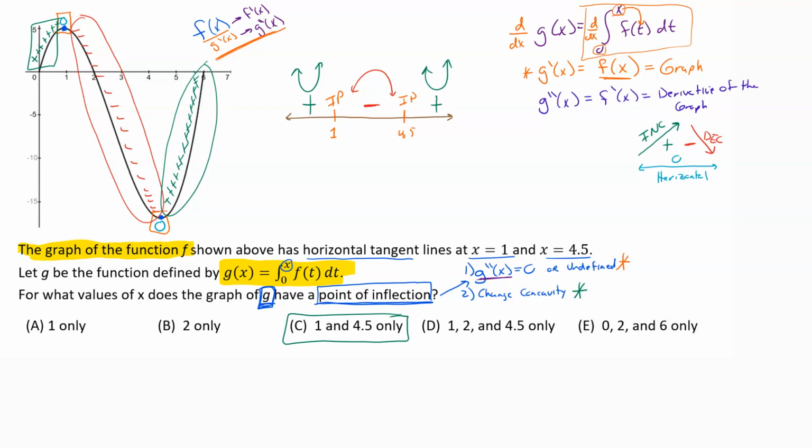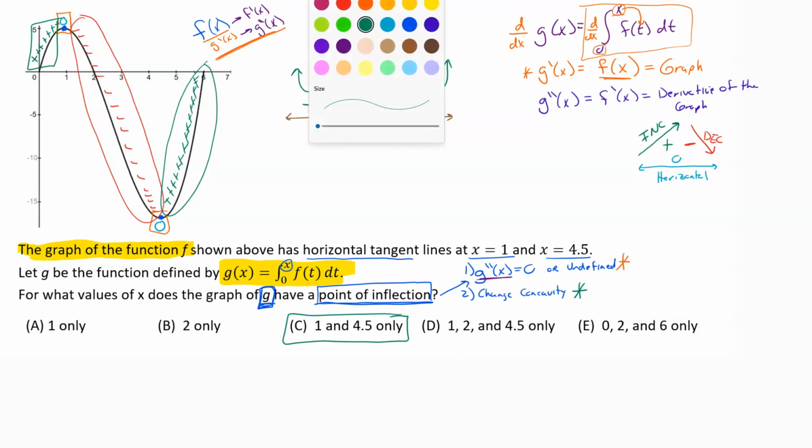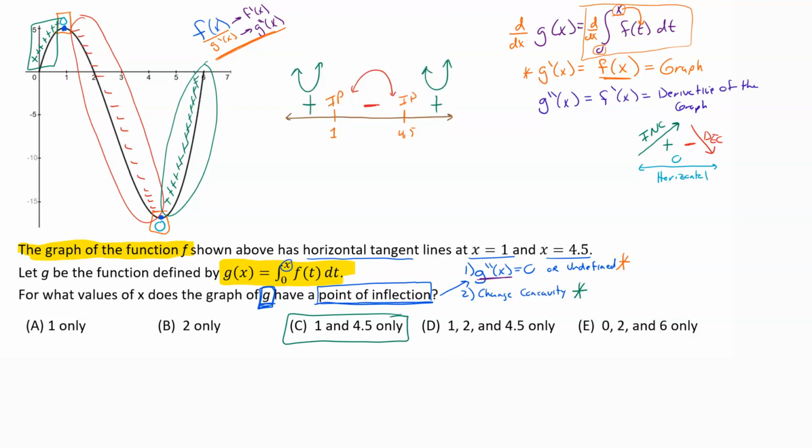So here you've got to keep track. The big deal on this is remembering how to keep track of what level you're at for what you care about. So it's an f of x graph, but it's telling us g prime and g double prime of x information. So a little bit tricky here, but definitely doable.